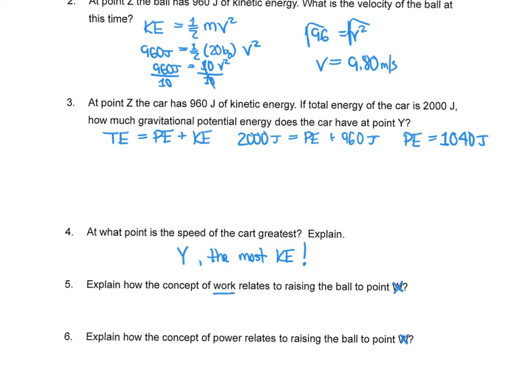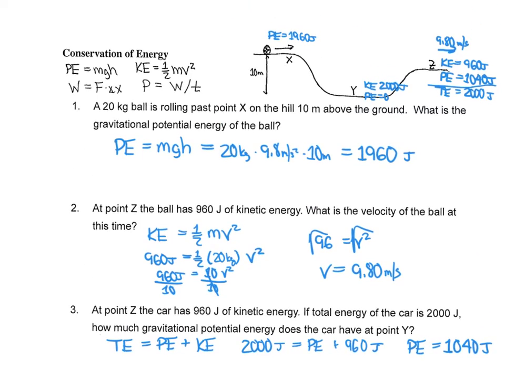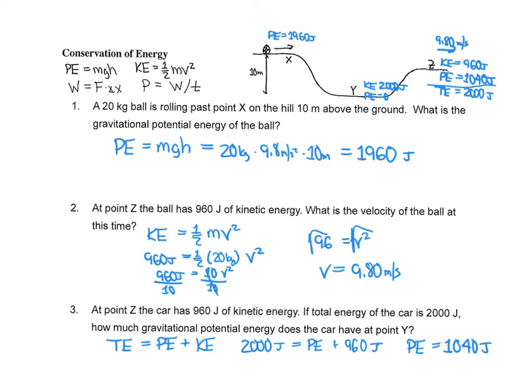So how does work relate to raising it to point X? Remember, work is a force applied for a distance, and what work does is change the energy of an object. So if we're raising it to a height, work is going to increase the potential energy of the ball. Looking back up here, at some point the ball was on the ground, and we had to do work to lift it up to point X. We had to apply a force equal to the weight of the ball, the force of gravity, times the height, and that increased the ball's potential energy.